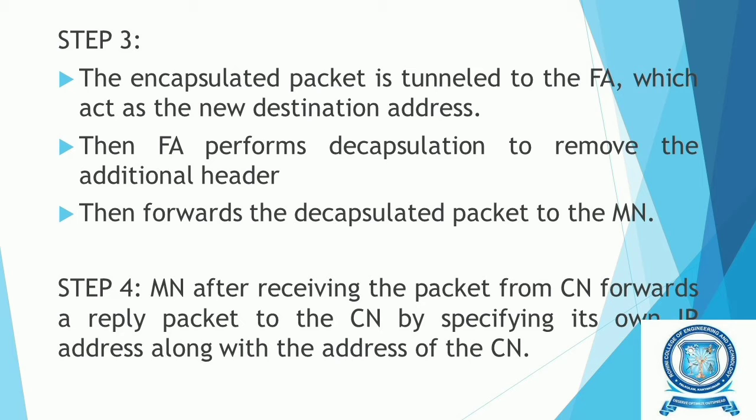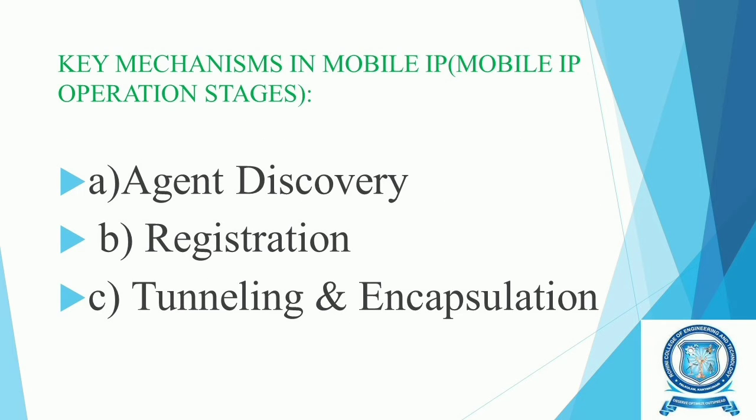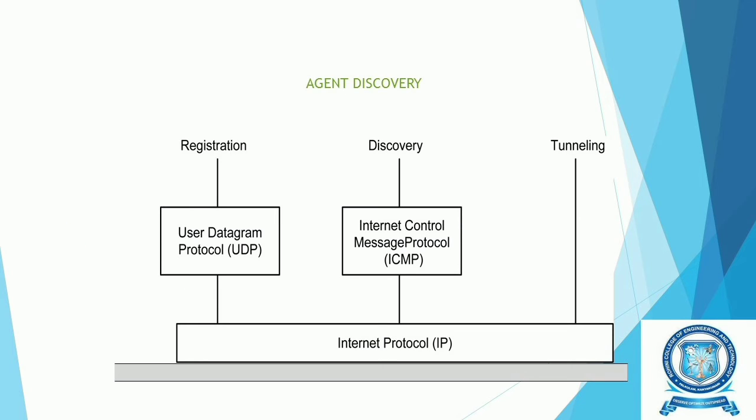Now let us see about the operation stages in mobile IP, that is, the key mechanisms in mobile IP. We have three operation stages in mobile IP. The first one is agent discovery, the second one is registration, and the third one is tunneling and encapsulation. Now this is the diagrammatic representation of the mobile IP operation stages: discovery, registration, and tunneling.